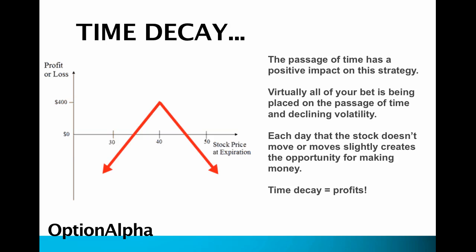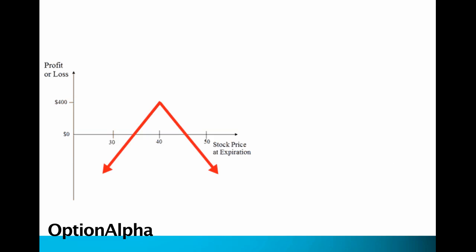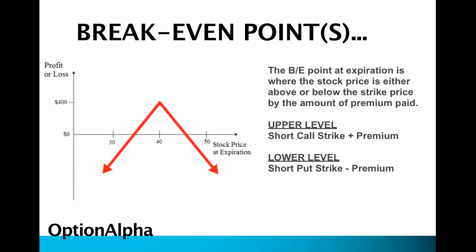And usually time decay for any option selling strategy means more profit and more income. Now, break-even points are very easy to calculate. It's very similar to how we calculated them with long straddles as well. But with a short straddle, for the upper level break-even point, you're going to take the short call value and you're going to add the premium that you received.